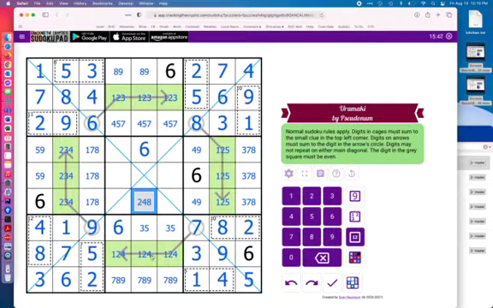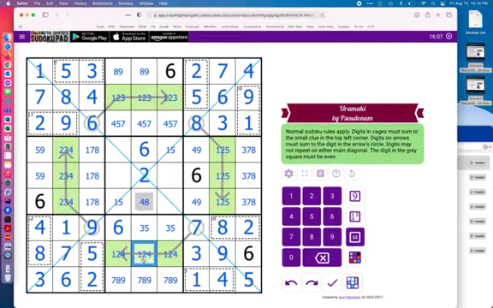This one here, let's see. Oh, the diagonal. So this diagonal only has 1, 2, 5 left. This diagonal already has a 5 and a 1, so this one has to be a 2.